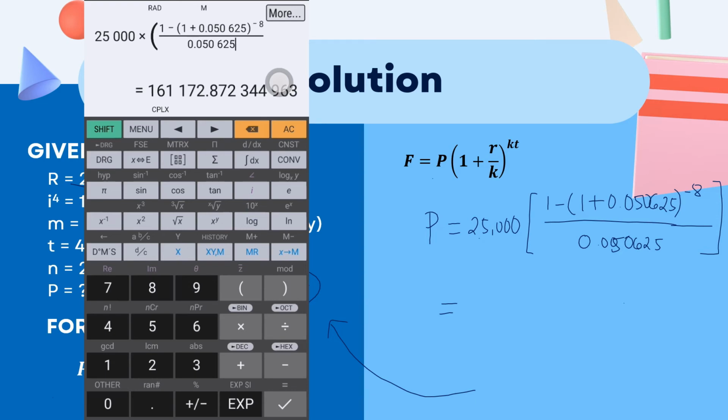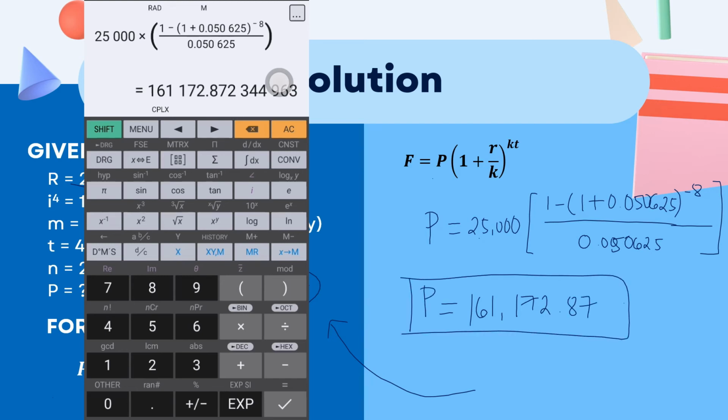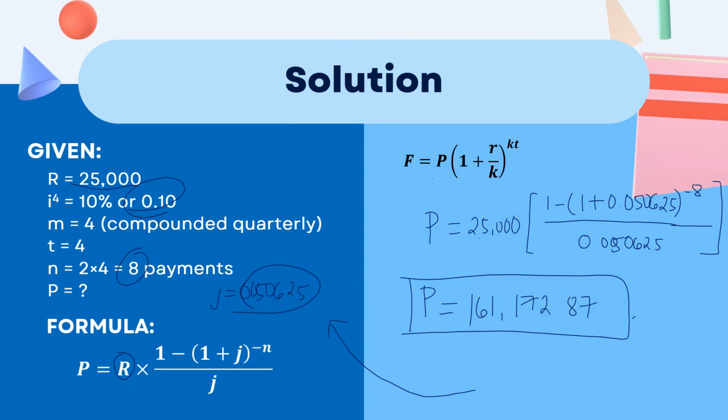Tama? Tama. Okay. Equals to 161,172 and 87 cents. Ayan na po yung ating present value. Ibig sabihin, si Jack po ay nanghiram ng ganitong amount. So, ganun lang po siya kasi. Another example.